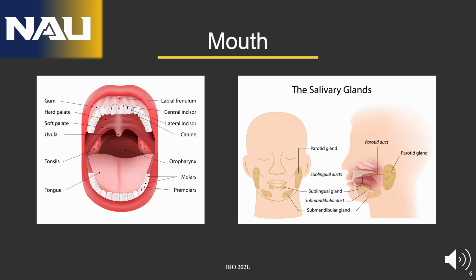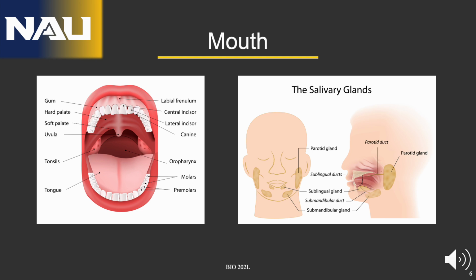The mouth is the very beginning of the alimentary canal. This is also the very first place we see mechanical and chemical breakdown of food. The teeth, especially the molars, play a critical role in mechanical digestion by grinding food into smaller pieces, increasing its surface area for enzymes to act upon.